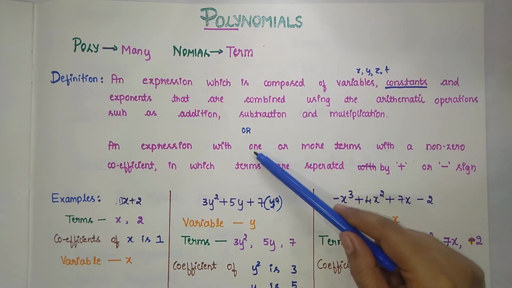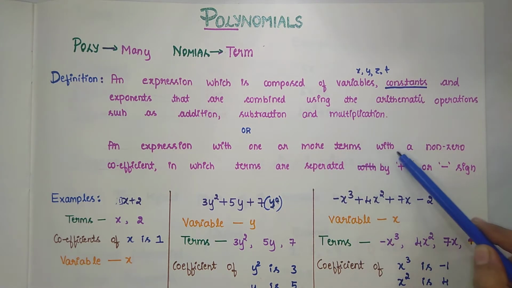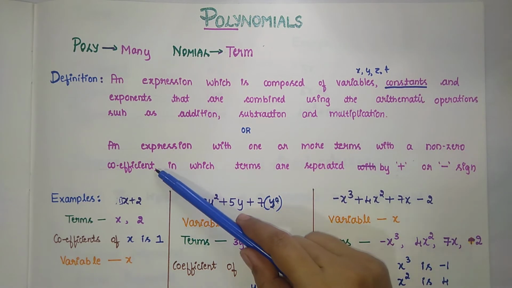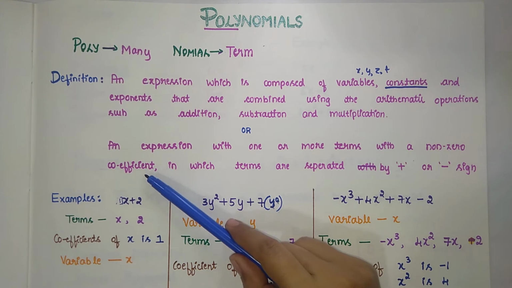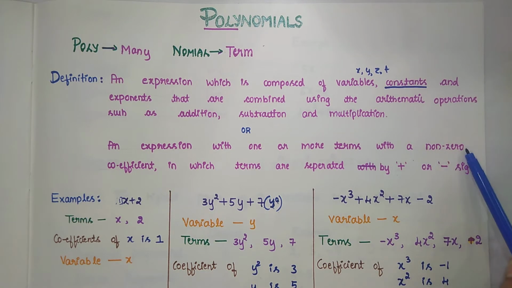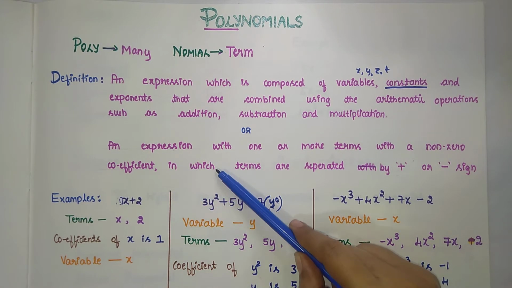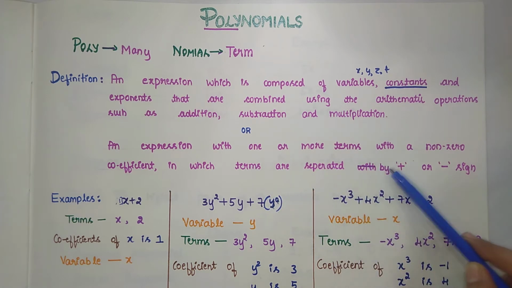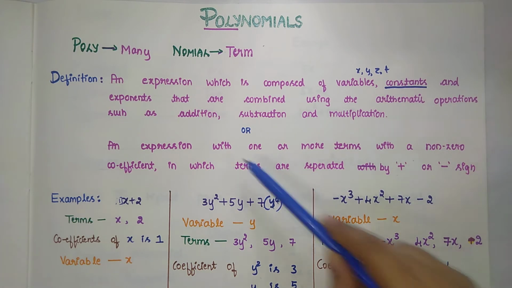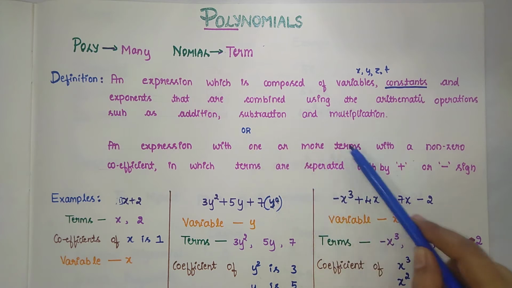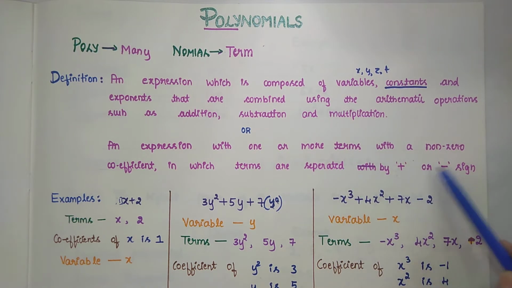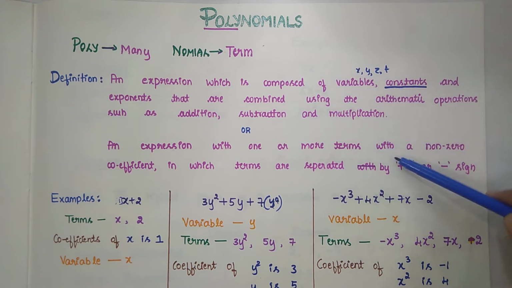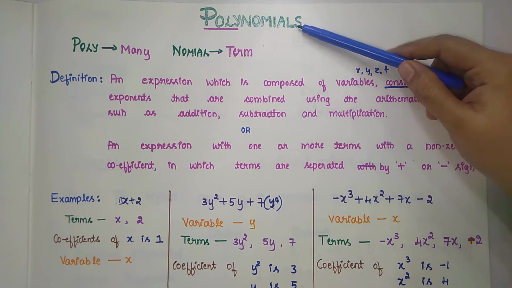So it is an expression with one or more terms with a non-zero coefficient. Coefficient is the constant which is multiplied to the variable. So it should have a non-zero coefficient in which terms are separated by plus or minus sign. We know that it can have one or more terms, so those terms are separated by plus or minus sign. So these are two definitions of polynomials.